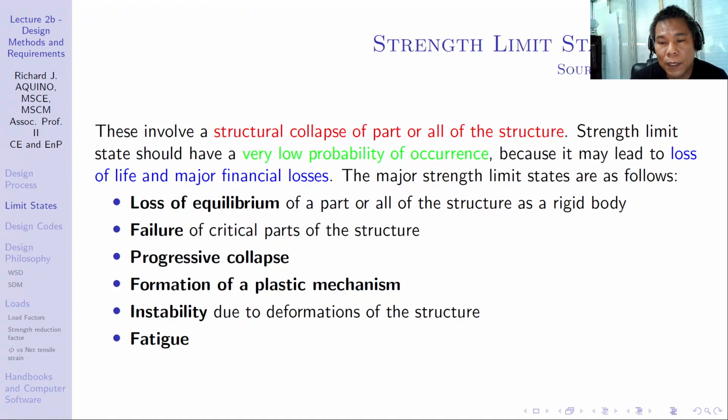The major strength limit states are as follows: loss of equilibrium of a part or all of the structure as a rigid body, failure of critical parts of the structure, progressive collapse, formation of a plastic mechanism, instability due to deformations of the structure, and fatigue.